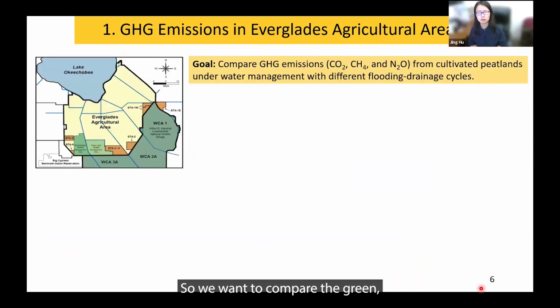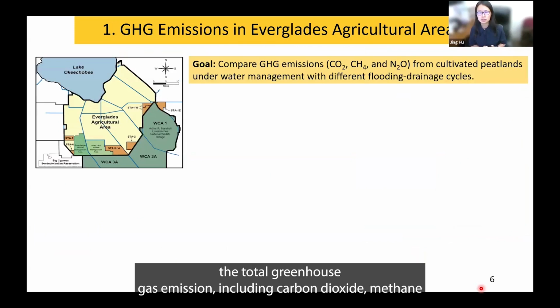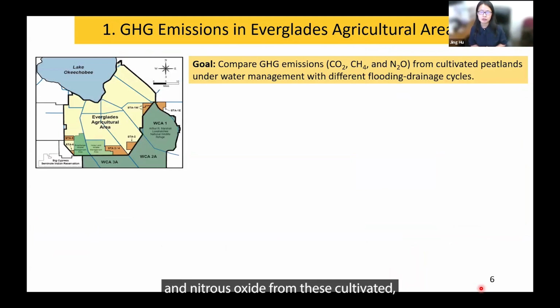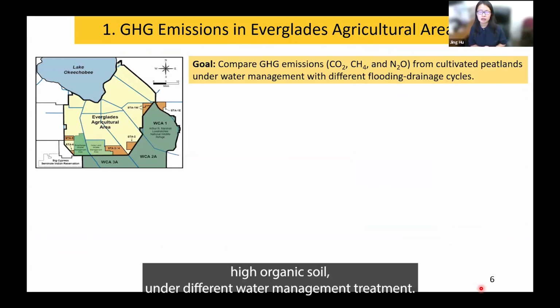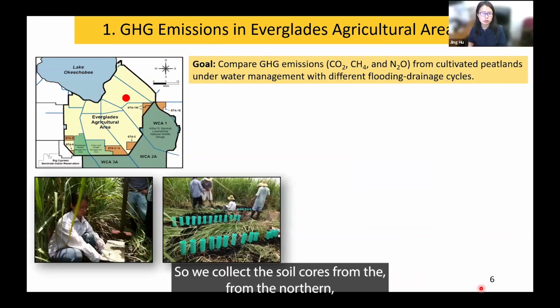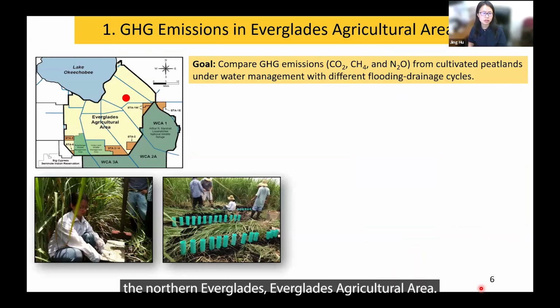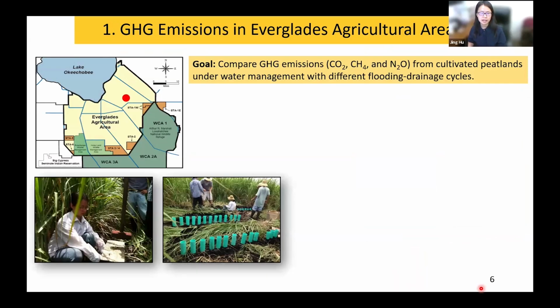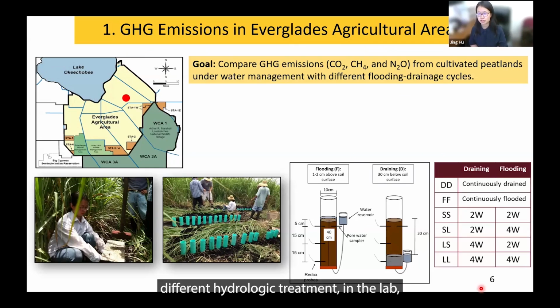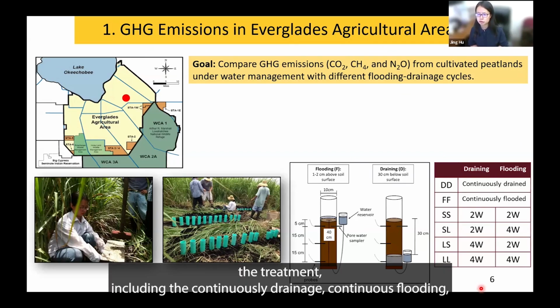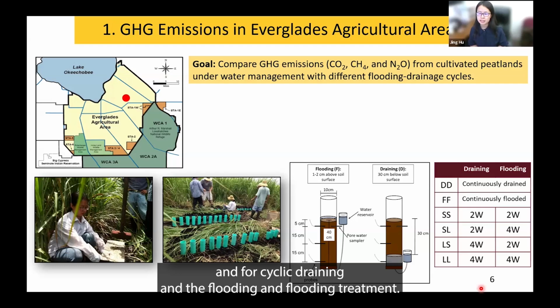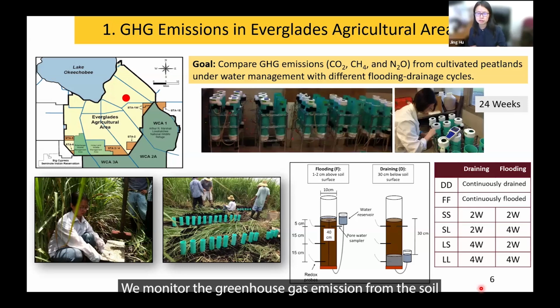So we wanted to compare the total greenhouse gas emission, including carbon dioxide, methane, and nitrous oxide, from this cultivated high organic soil under different water management treatments. We collected soil cores from the northern Everglades Agricultural Area, and these soil cores were subjected to 6 different hydrologic treatments in the lab. The treatments included continuous drainage, continuous flooding, and cyclic draining and flooding treatments. We monitored the greenhouse gas emission from the soil cores for 24 weeks.